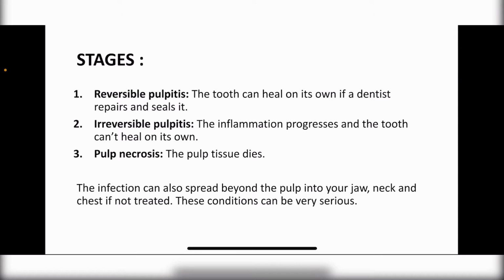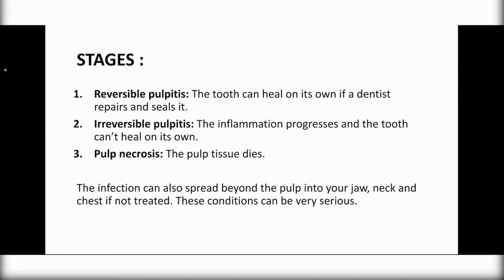So, the stages of pulpitis, we've got three. The reversible pulpitis that we covered last time, and the tooth can, at this stage, heal on its own if a dentist repairs and seals it. We also have irreversible pulpitis, the second one, the acute one. In this one, the inflammation progresses and the tooth can't heal on its own, unfortunately, without the help of a dentist. And pulp necrosis is when the pulp tissue dies.